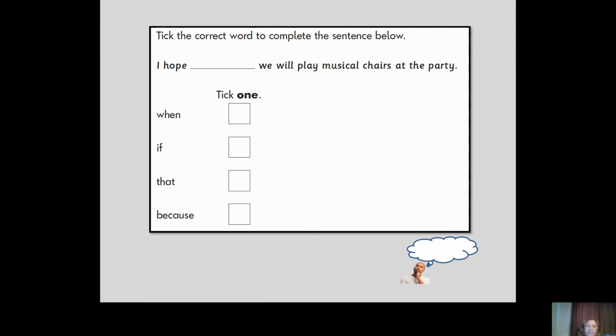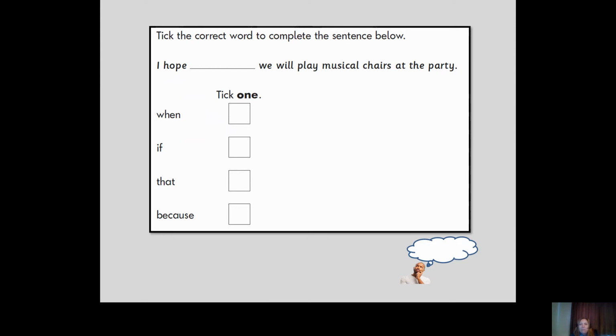Let's have a look at this one. Tick the correct word to complete the sentence below. So it's a multiple choice here. So they've got 4 choices: when, if, that, because. And one of them's got to go in that gap. Let's have a read. I hope, blank, we will play musical chairs at the party. And then the way they'd be expected is to put each word in. I hope when we will play musical chairs at the party. Does that make sense? The sentence has to make sense, and this is something we teach them very early on. Does that make sense? No. Try the next one. I hope if we will play musical chairs at the party. No.